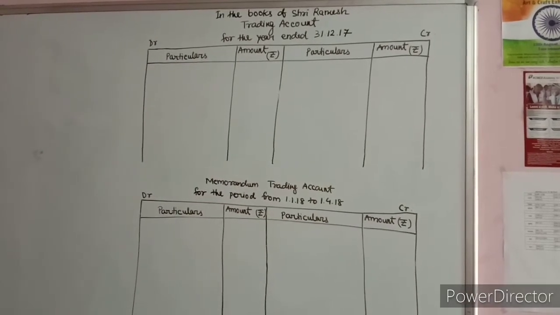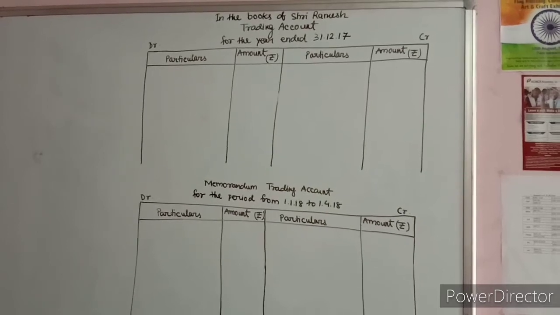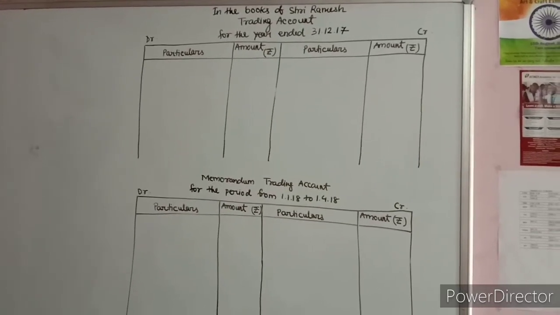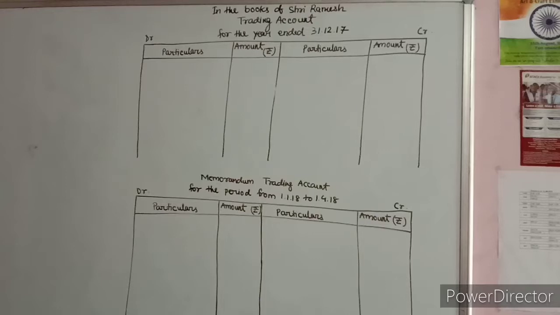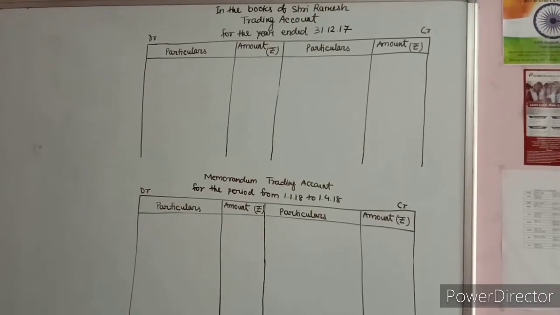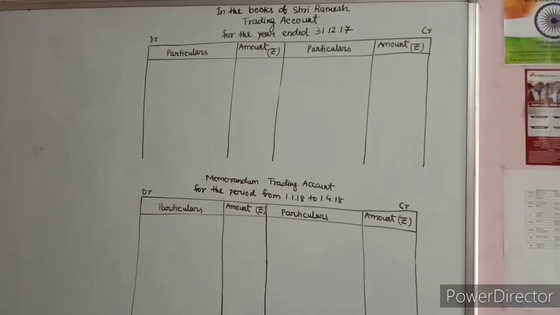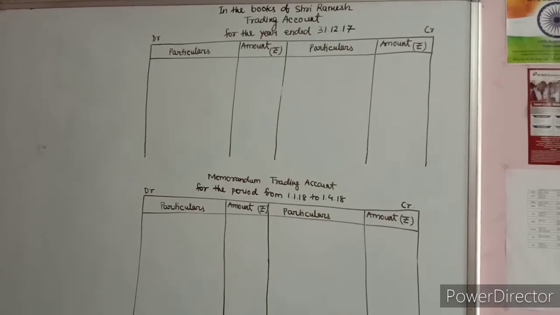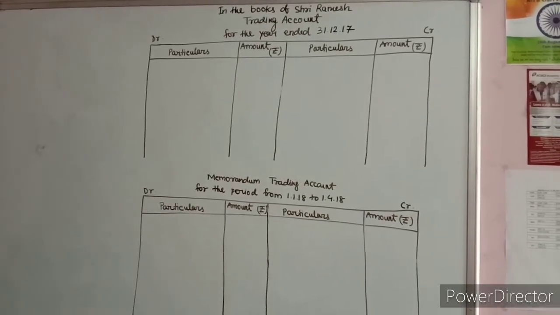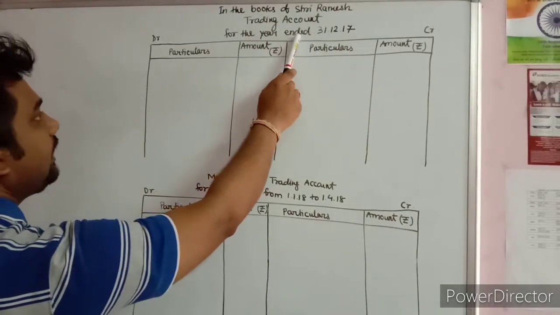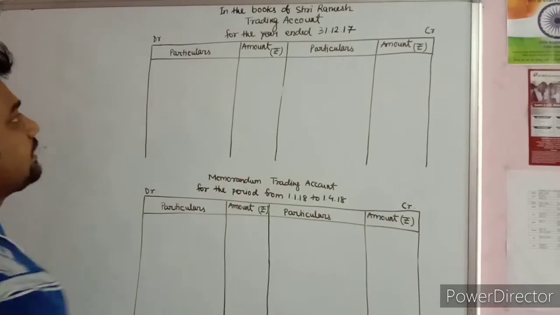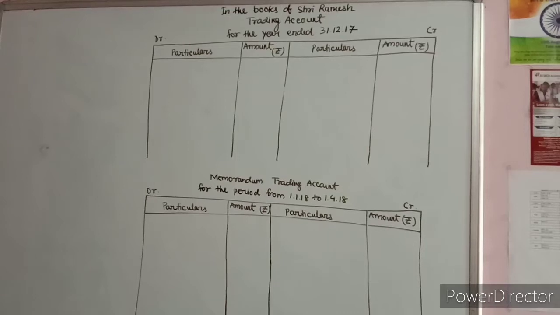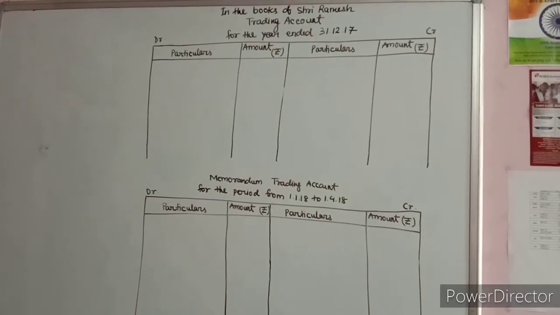So for the current period, we have two information missing, that is closing stock and the gross profit. For the previous year, we have only one information missing, that is the gross profit. So it indicates that we have to prepare the trading account of the previous year for the year ended 31st/12/2017. Find out the gross profit.